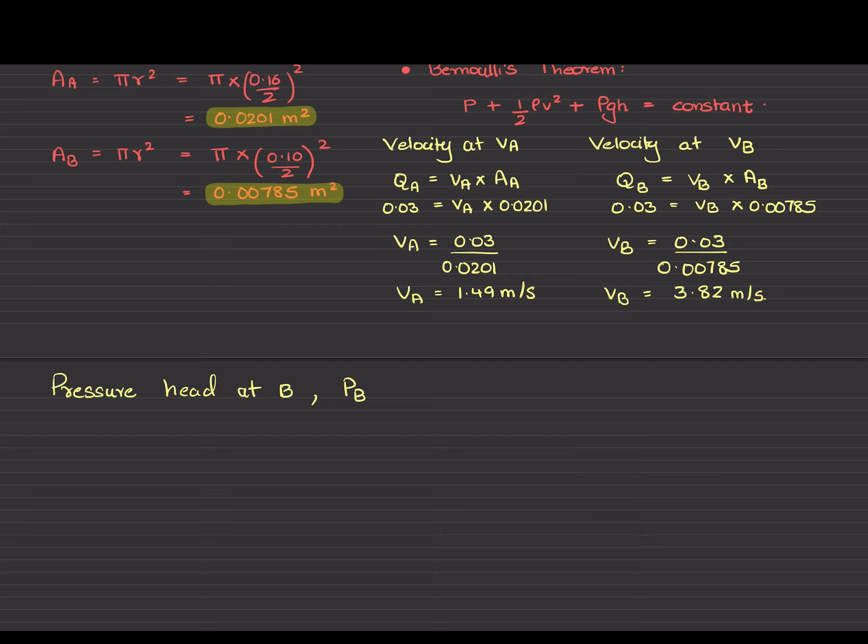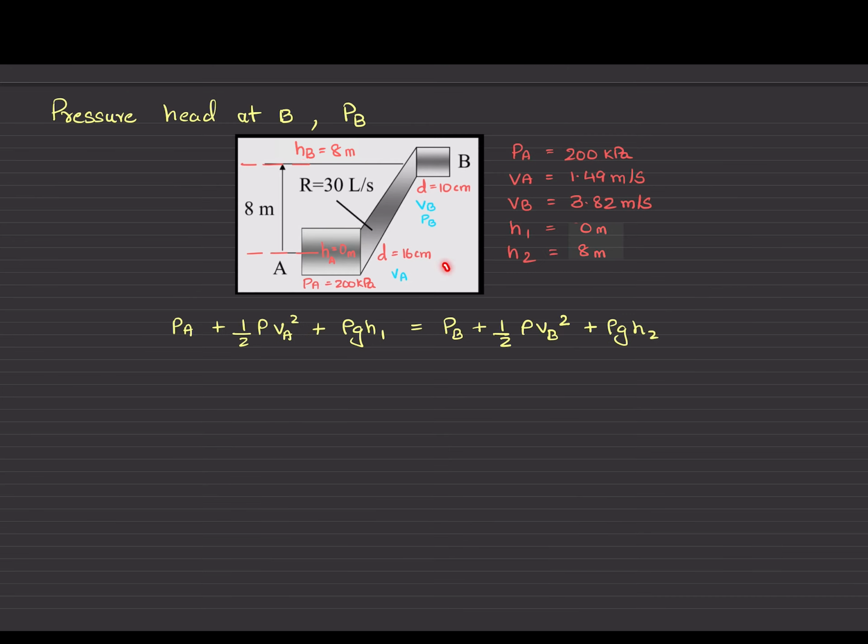We can write Bernoulli's theorem as PA plus half rho VA square plus rho GH1, because we are referring to point A at the moment, is equal to pressure at B plus half rho VB square plus rho GH2. Now, to make the working out easier, I'm going to list out all of these values at the bottom. Okay guys, I've rearranged this a bit.